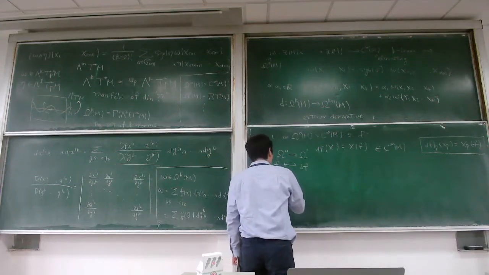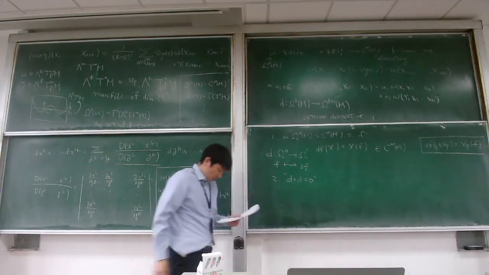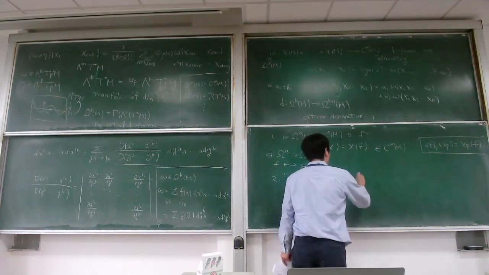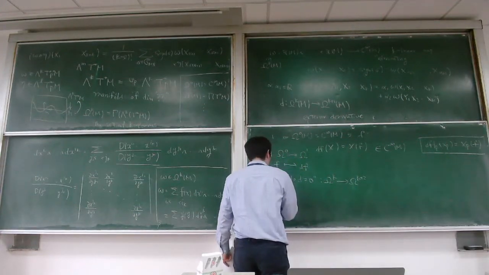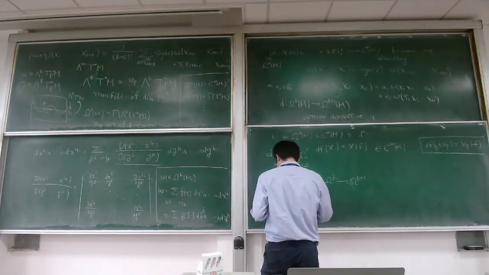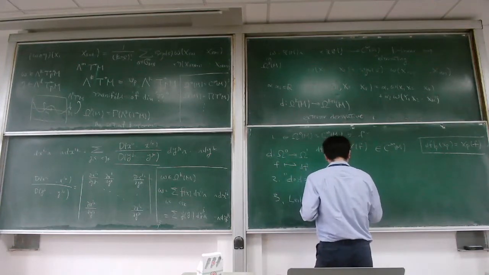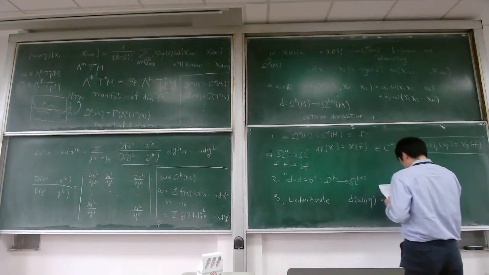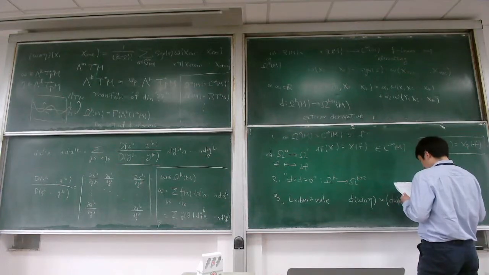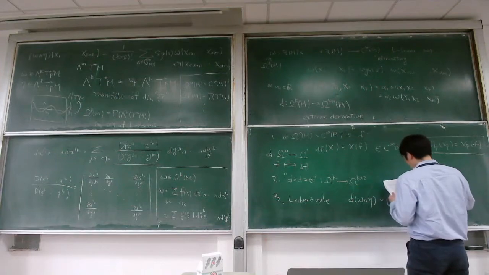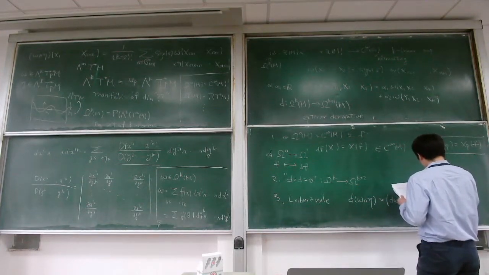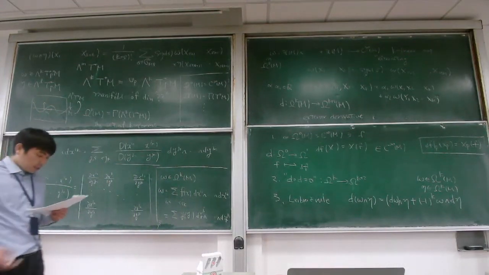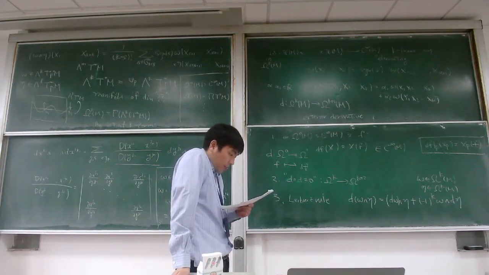And the second property is the most important: d squared is equal to 0, which maps omega k to omega k plus 2. And the third is the Leibniz rule: d of omega wedge eta is d omega wedge eta plus minus 1 to the k omega wedge d eta, where omega is a k-form. So the exterior derivative enjoys these three properties.